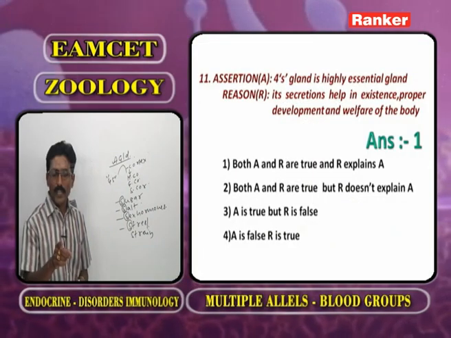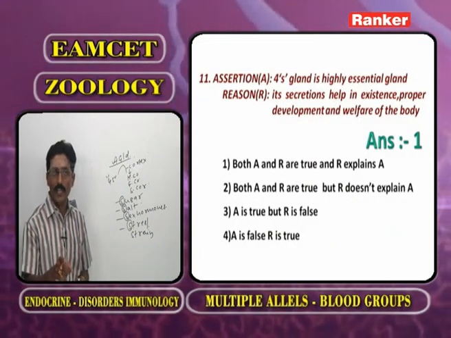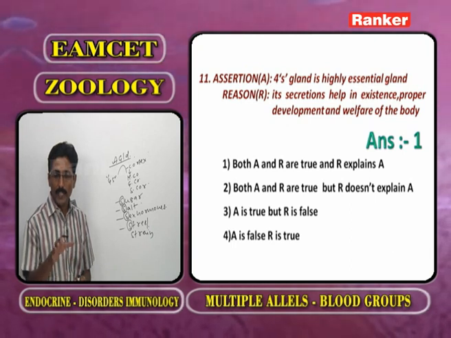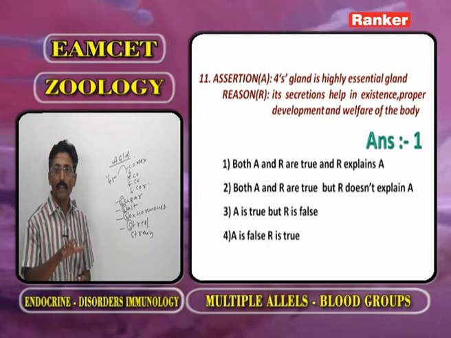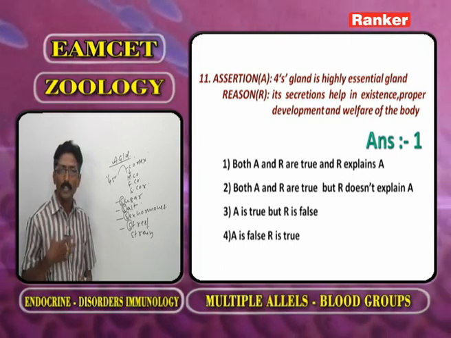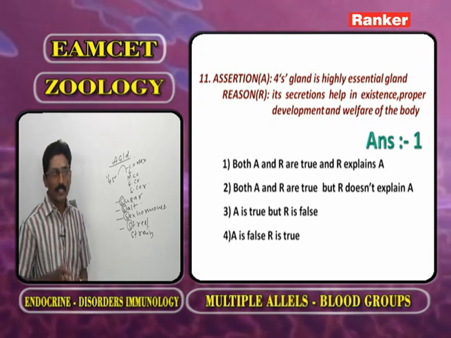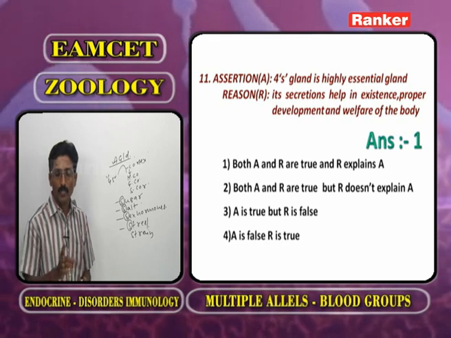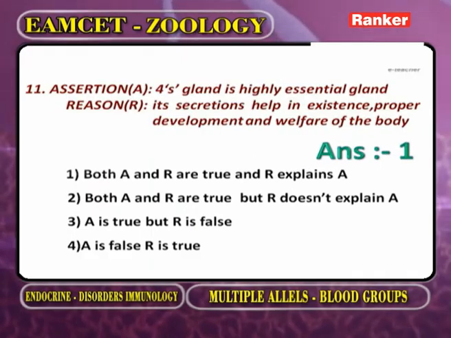Now, 4S gland is highly essential. Why? The reason is its secretions help in the existence, proper development and welfare of the body. If these hormones are absent, we are unable to exist. There is no welfare, there is no growth for the human body. So both are correct and the reason explains the assertion here. Next question.